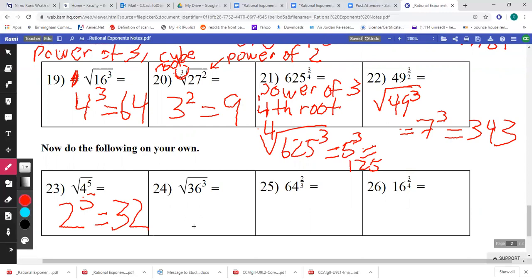The next problem is the square root of 36 to the 3rd. The square root of 36, remember, always do the root first. The square root of 36 is 6. And then 6 to the 3rd power is 6 times 6 times 6. And so this should be 216.